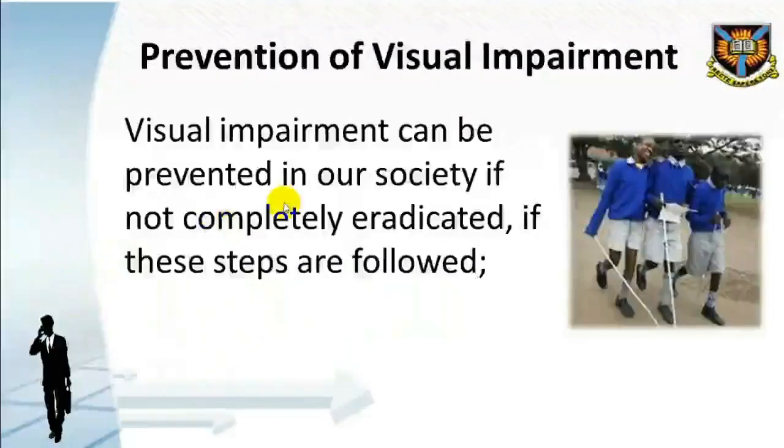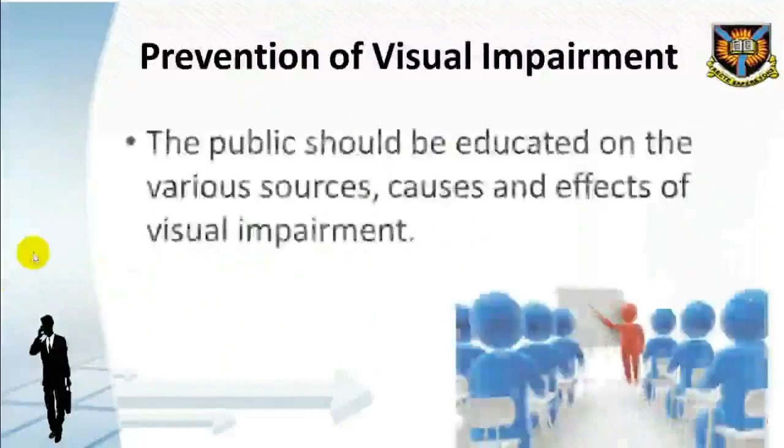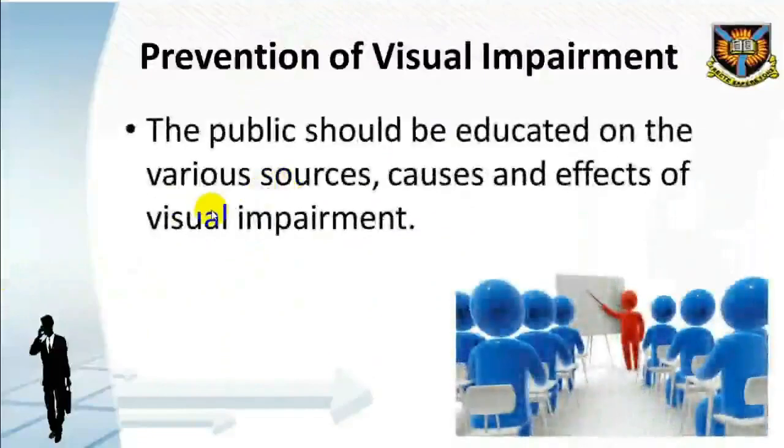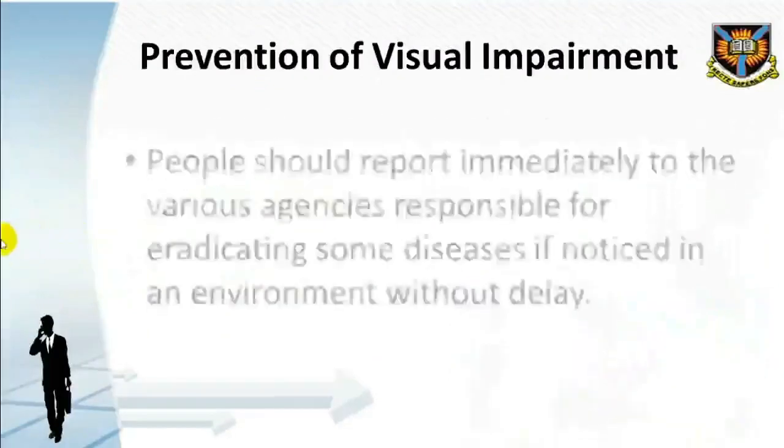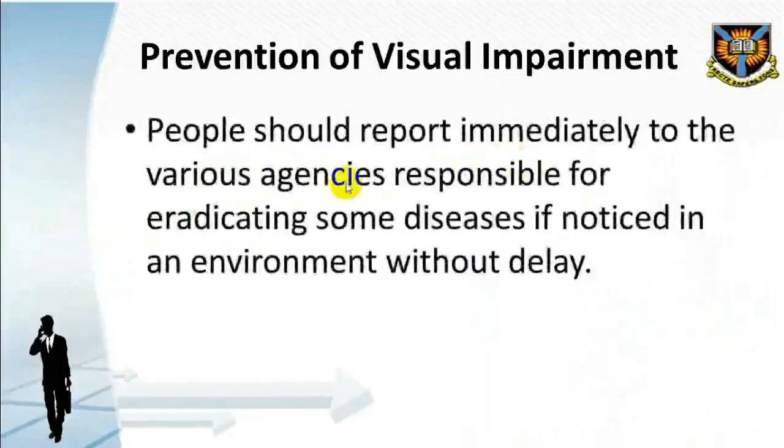Prevention of visual impairment. Visual impairment can be prevented in our society, if not completely eradicated, if these steps are followed. 1. The public should be educated on the various sources, causes, and effects of visual impairment. 2. People should report immediately to the various agencies responsible for eradicating some diseases if noticed in any environment, without delay.